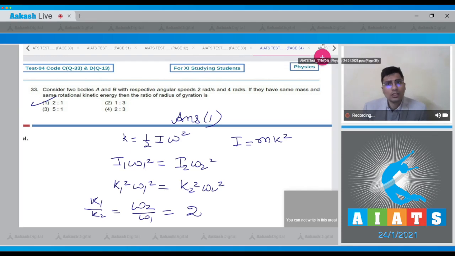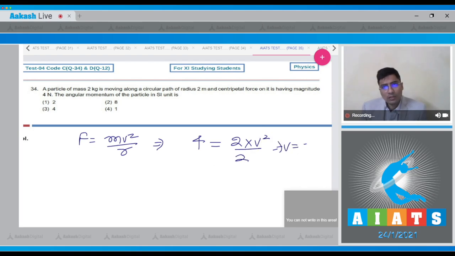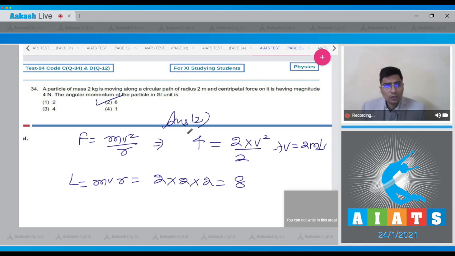Now let us solve question 34. Student, in circular motion the centripetal force is given as mv square by r. Here F is given as 4, mass is given as 2, so this will be 2v square by radius, which is given as 2. So this means that v will be equal to 2 meter per second. Now the angular momentum is given as mvr, which will be equal to 2 into 2 into 2, that is 8 SI units, and hence for this question the correct answer is option 2.